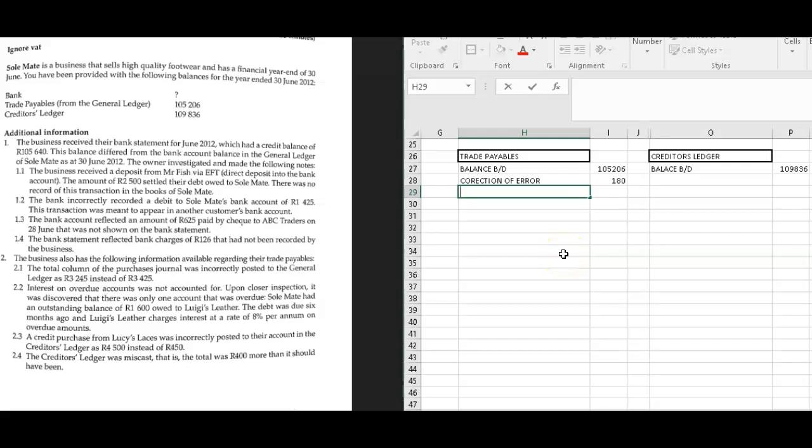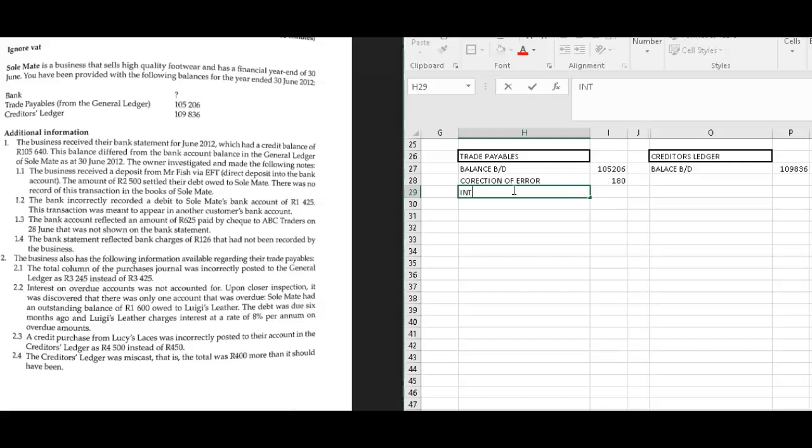So to work out the interest, it's simple, right? You take the outstanding balance, which is 1,600, times 8%, but it's times 6/12 because it's only for 6 months that it's overdue. You work that out, you should get 64.